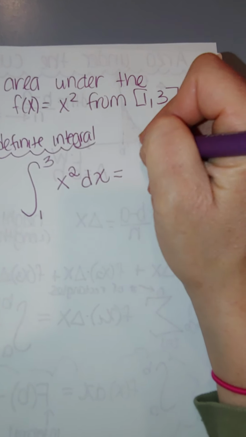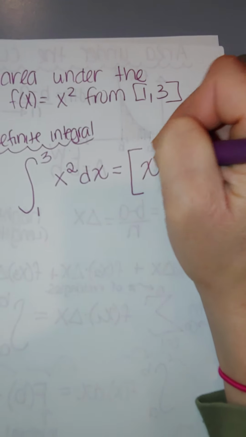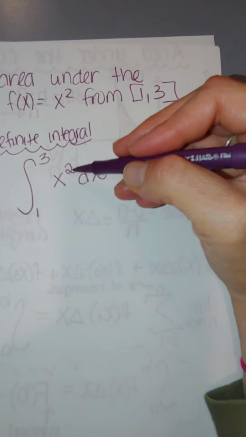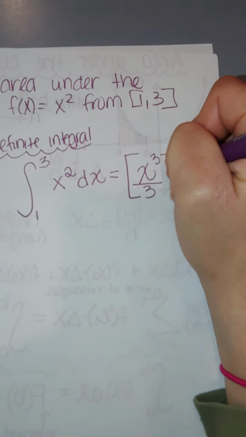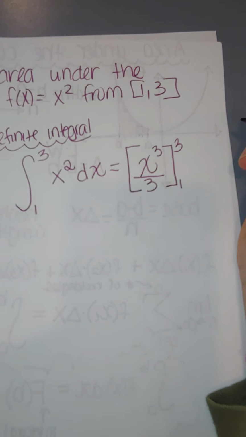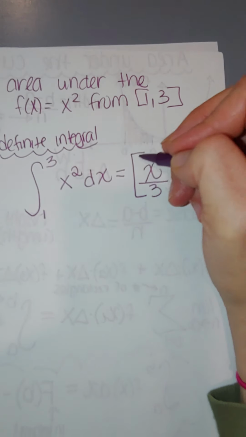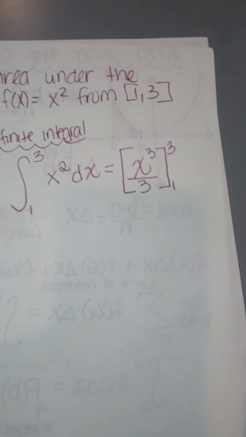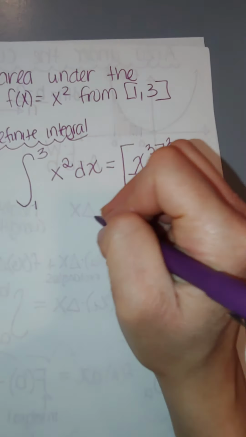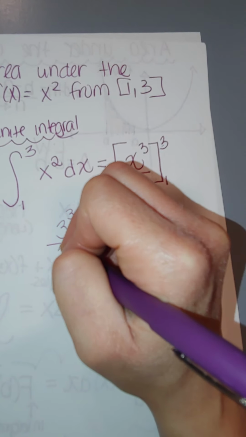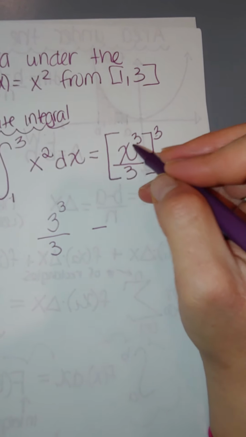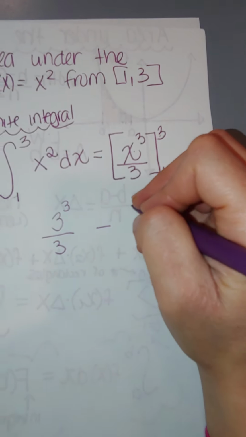So to integrate this, we add 1 to the exponent, and then we divide by it. Now we evaluate the integral from 1 to 3. Notice that it changed from an integral to these squared off brackets, and now we're going to evaluate. So I'm going to put in the b value first. That's the end of the interval. So 3 to the third over 3. And I'm going to subtract it by putting in the a value, which is the beginning of the interval.